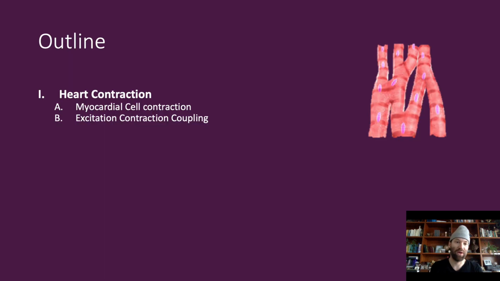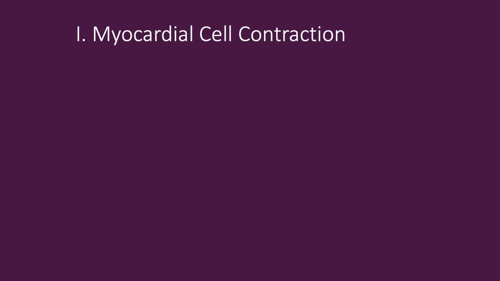All right, so where are we going to go today? Well, we're going to start out with the contraction of a heart, and that's going to include those myocardial cell contractions. Myocardial, myo just meaning muscle, cardial, heart. So we're talking about the muscle cells that contract here. And then we're going to talk about this phenomenon called excitation-contraction coupling. I'll try to illustrate that for you as best I can by doing a live drawing.